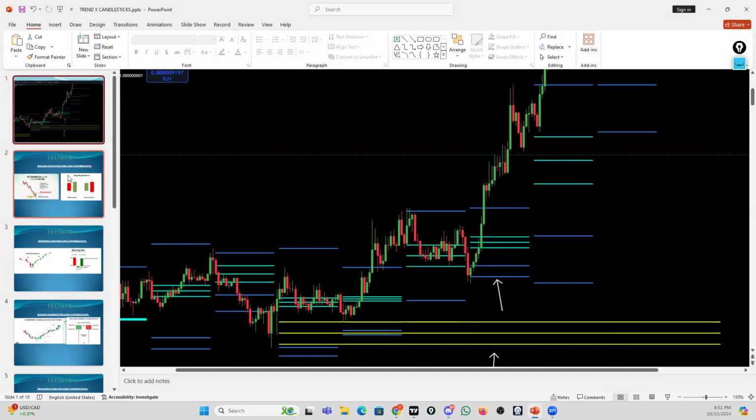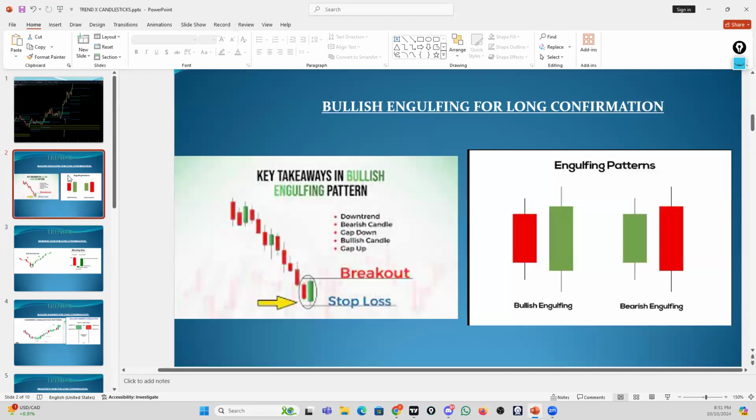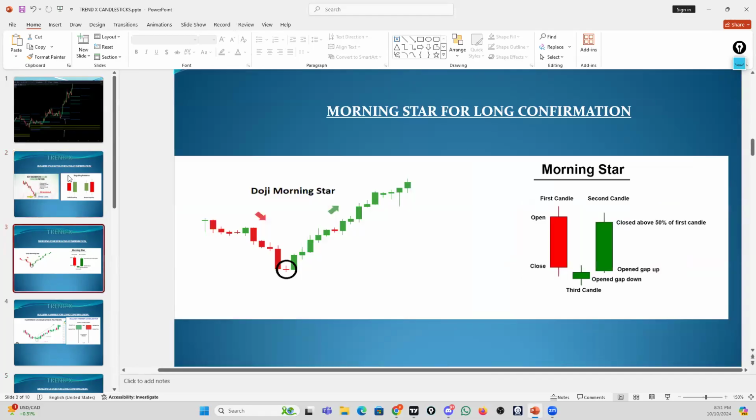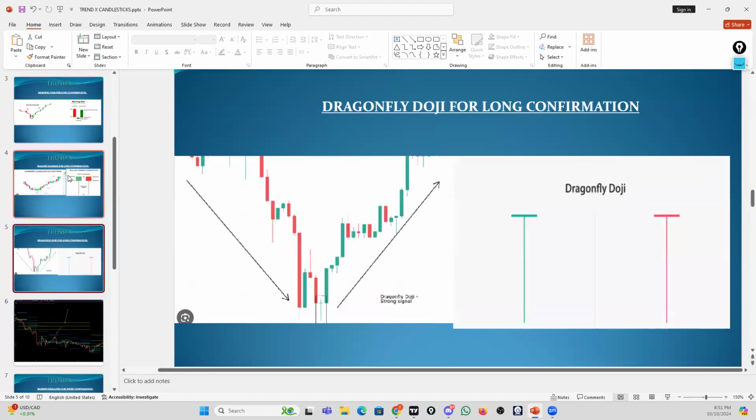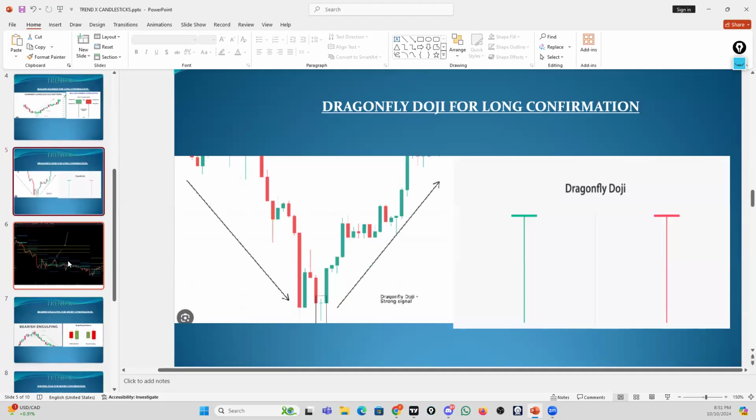Okay, the first candle was bullish engulfing. The second candle is morning star. The third candle is hammer, bullish hammer. The last candle is a dragonfly doji. That's it. Okay, now the 4 candles for short positions.